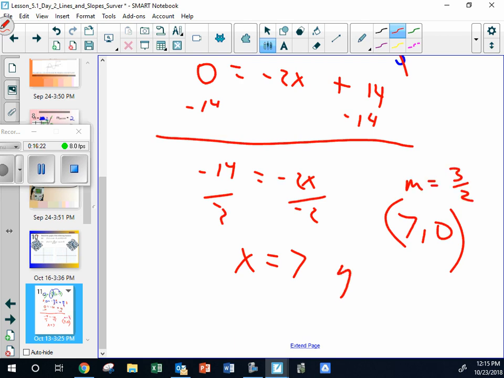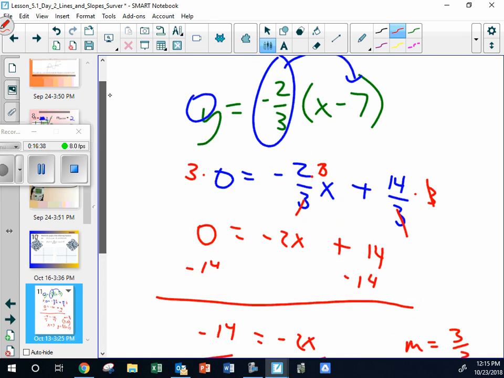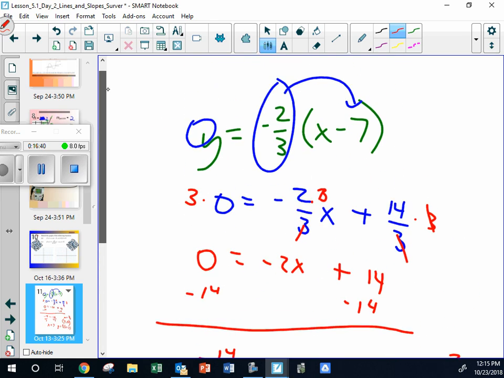y minus the y of this, which is 0. So y minus 0 is just y, isn't it? Equals m, which is 3 over 2, times x minus the x. And there you go. Isn't that weird? It has the same exact x minus 7 thing in it.